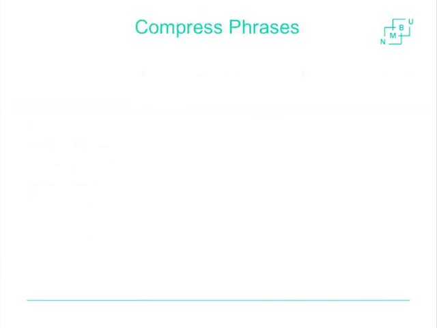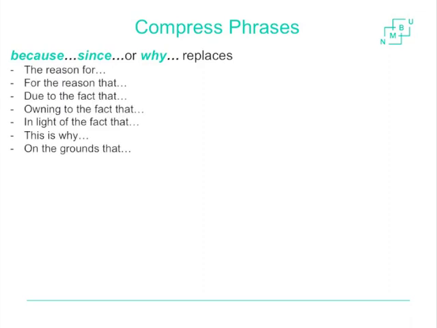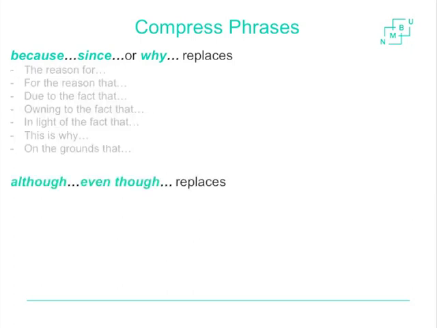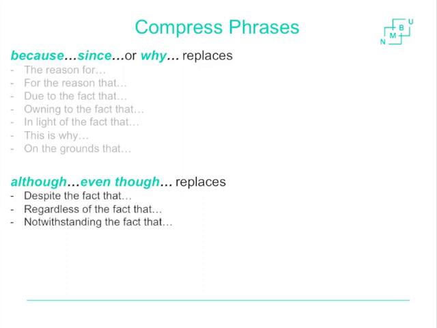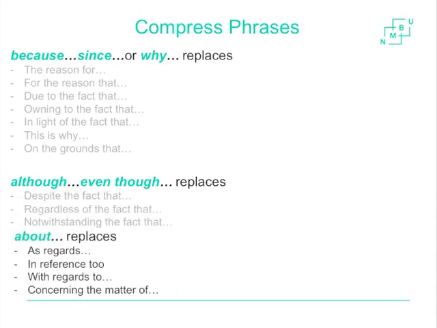Many phrases can also be compressed into one single word. Because, since, and why can often replace phrases such as the reason for the reason that, due to the fact that, owing to the fact that, in light of the fact that, this is why, on the grounds that. Although and even though can replace despite the fact that, regardless of the fact that, notwithstanding the fact that. About can replace as regards, in reference to, with regards to, concerning the matter of.